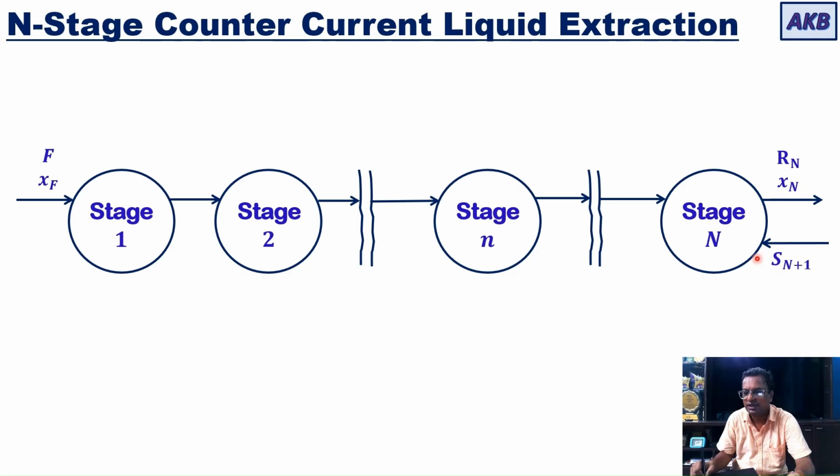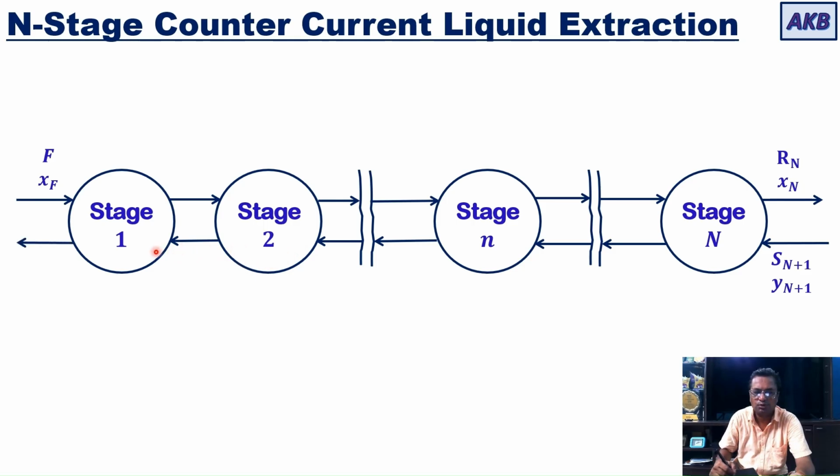Whereas the solvent will be entering the last stage, and then it will be flowing through a number of stages that are included between these two lines, and then it will be coming to the nth stage. From the nth stage, it will again flow through a number of stages that are included between these two lines, and then it will be coming to stage number 2, then from stage number 2 to stage number 1, and finally it will be coming out of stage number 1, and it will be the final extract phase that is obtained in this operation.